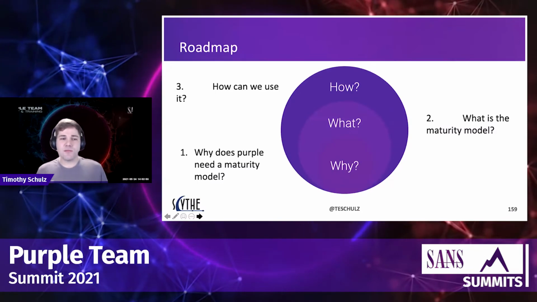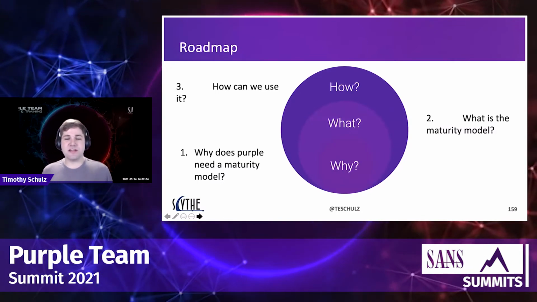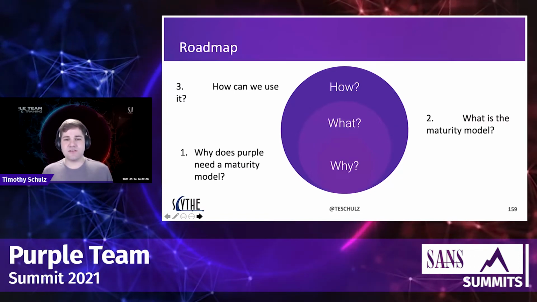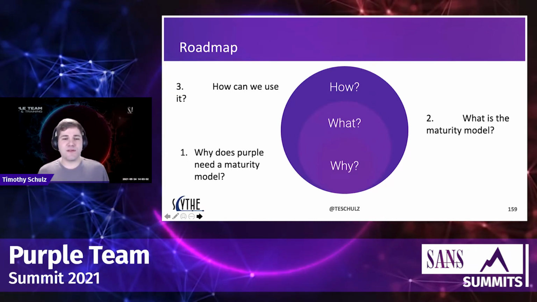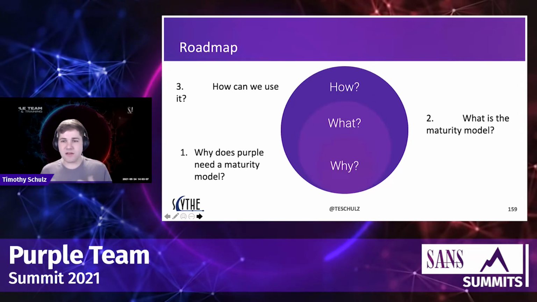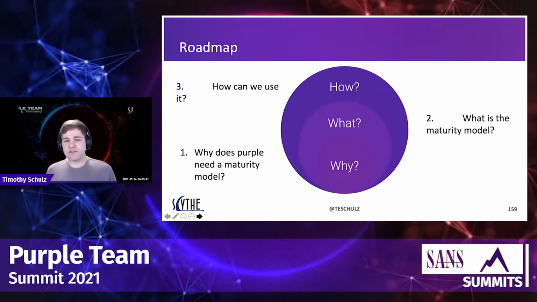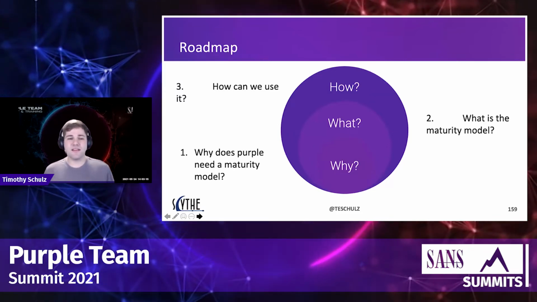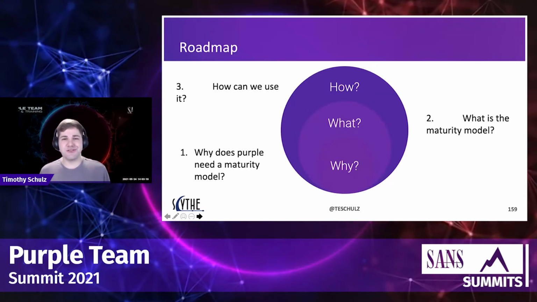So the roadmap that I'm going to take you all on, this post-lunch slot. We're not going to deep dive too much in this, but we're going to sort of bring it back up to a higher level and a more philosophical level with purple teaming to say, where do we go from here? And so the first thing I always like to set when I'm doing these kind of talks is to talk about why. And the question I want to answer here is, why does purple need a maturity model?